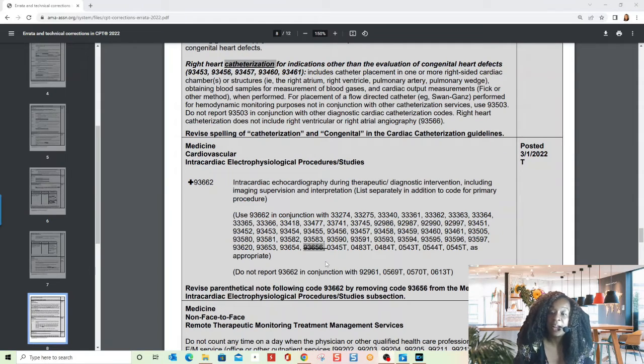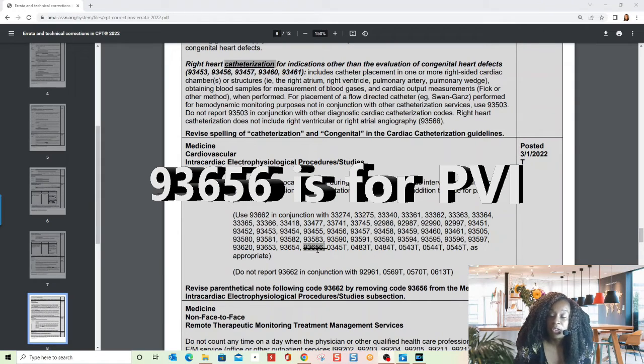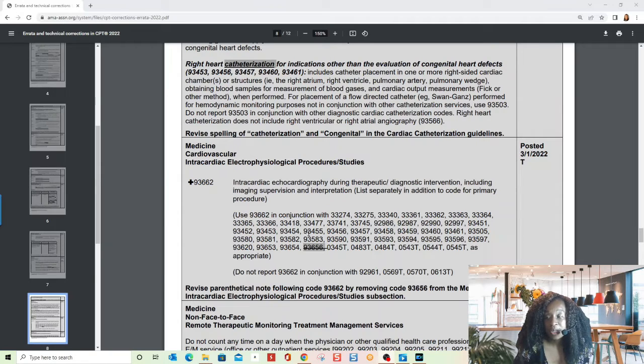They have clarified that 93662, intracardiac echocardiography, the add-on code that's used both with diagnostic and therapeutic or interventional procedures, cannot be used with the EP study 93656. Okay, so FYI, that is your ventricular ablation code. So if you were using that prior, you've got clarification now that we're not able to do that. Go ahead and update your CPT books, 2021, 2022 edition, so you know how to move forward.